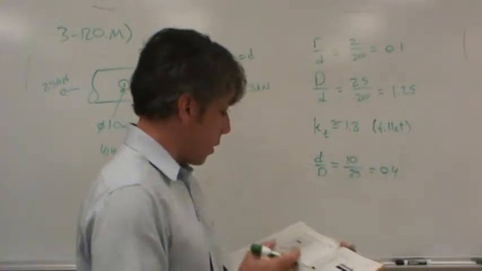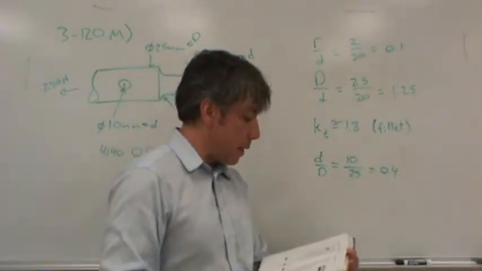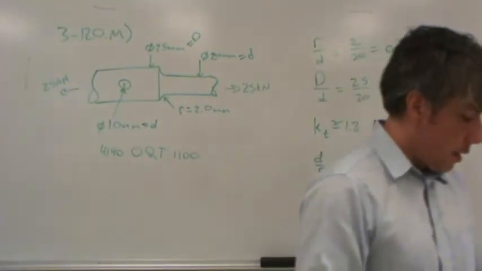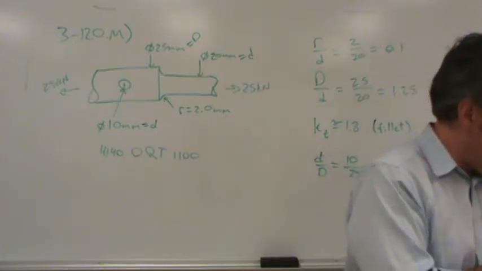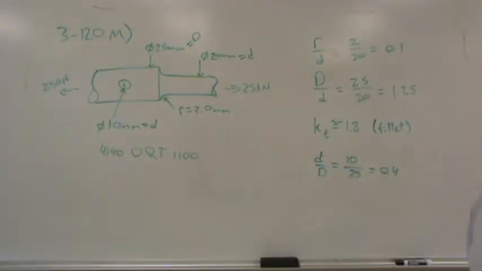Okay, so that tells us where we're at on the x-axis. But now we've got a family of curves A, B, and C. Well, which one are we dealing with here? Well, let's see. Notice curve A is for tension. Curve B is for bending. Curve C is for torsion. In our case, we're talking about tension. So we're on curve A. Does everybody understand that? Any questions on that? All right.